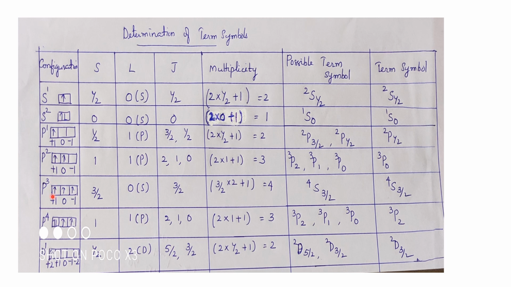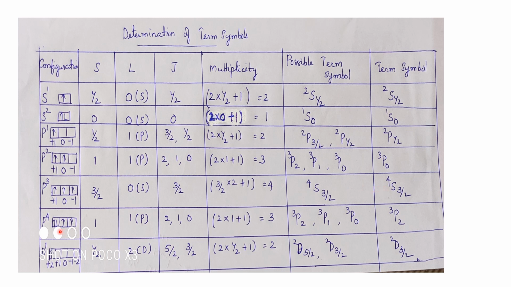Next p3 configuration, that is half-filled configuration. Therefore, value of S is half plus half plus half, 3 by 2. L is equal to 0. In the case of half-filled, the J value is S, that is 3 by 2. Multiplicity is 2 into 3 by 2 plus 1, that is 4. Possible term symbol is 4s 3 by 2 and the term symbol is 4s 3 by 2.